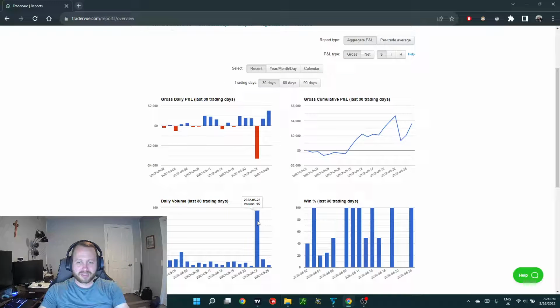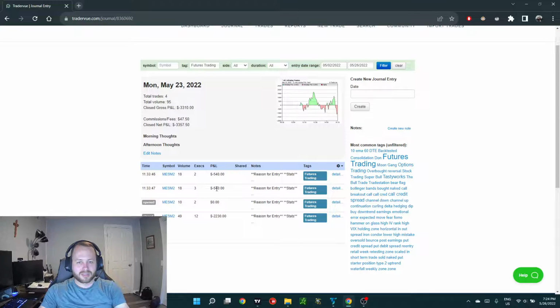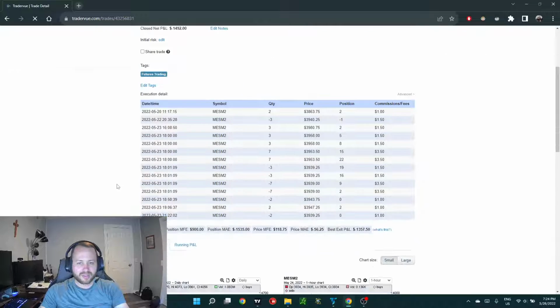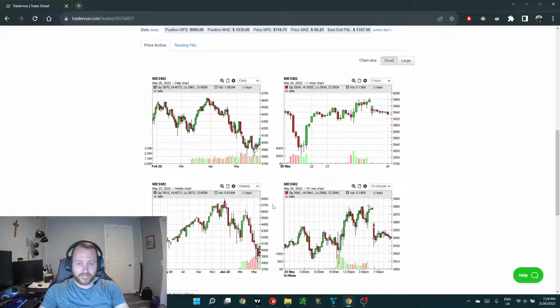Also, what? 95 contracts traded? There's no way. That's messed up. This almost looks like a duplicate, but that's the actual trade I took. 49 contracts though? Something doesn't make sense. Will it show me my running piano? That looks accurate. Save for how far down it goes.